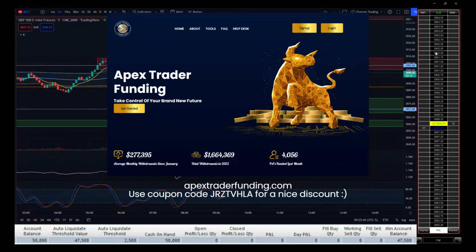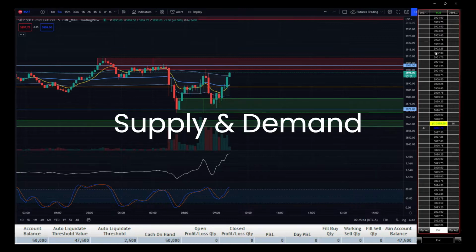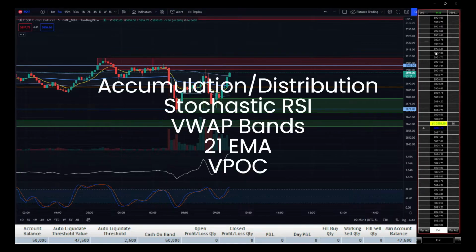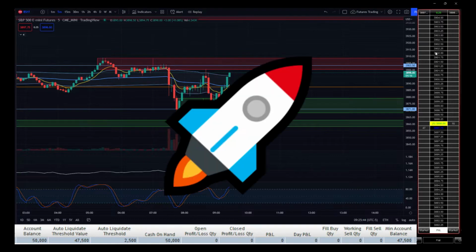But anyway, we'll be trading E-Mini S&P futures using supply and demand as the primary strategy. I'll be using a few other indicators for confluence and to confirm entries, and we'll get into some of these other indicators as we recap today's trades. Basically, this channel is meant to document every single trade I take on this funded account, and hopefully we'll see this thing grow using sound trading strategies.